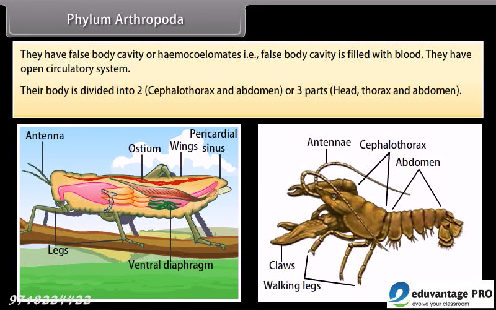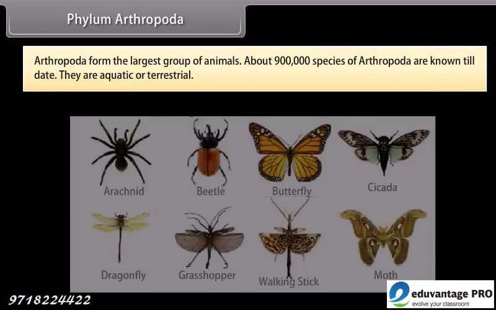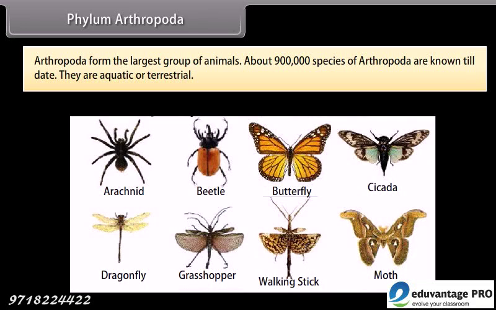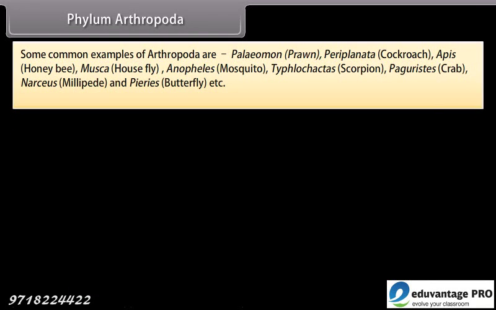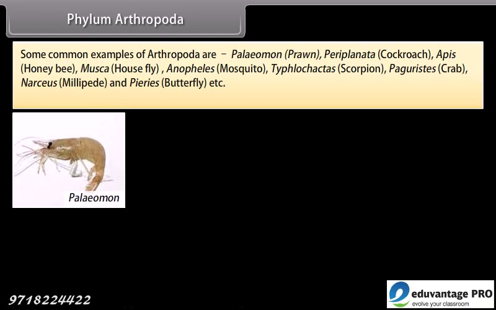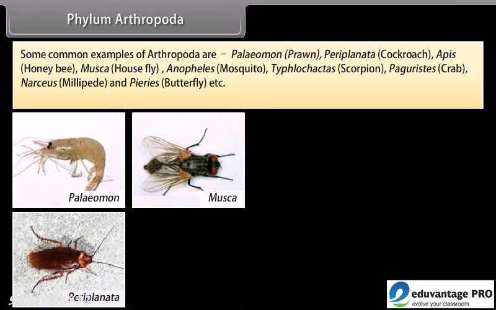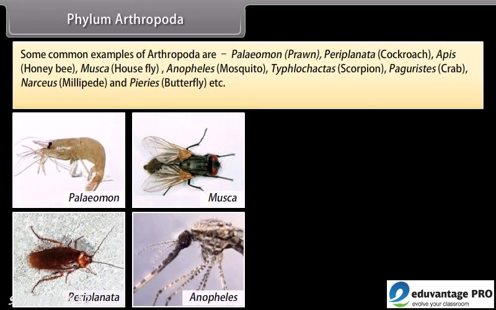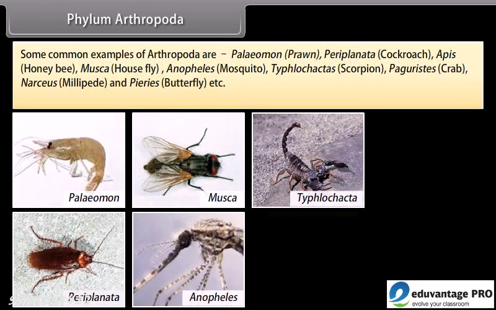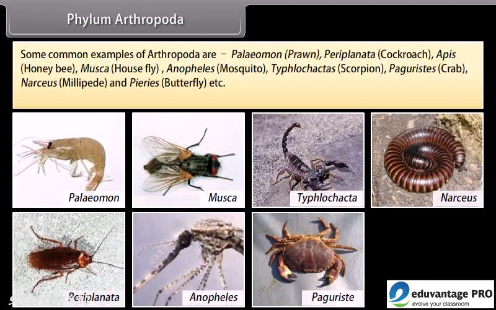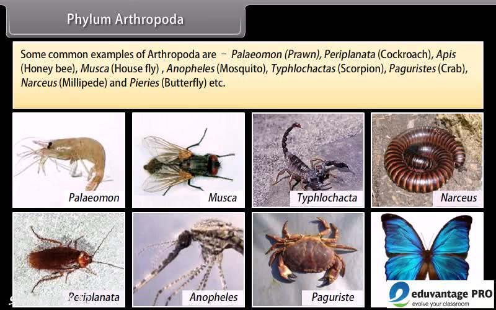Their body is divided into two, cephalothorax and abdomen, or three parts, head, thorax, and abdomen. Arthropoda form the largest group of animals, about 9 lakh species of Arthropoda are known till date. They are aquatic or terrestrial. Some common examples of Arthropoda are Palaemon, prawn, Periplaneta, cockroach, Apis, honeybee, Musca, housefly, Anopheles, mosquito, Buthus, scorpion, Paguristes, crab, Julus, millipede, and Pieris, butterfly, etc.